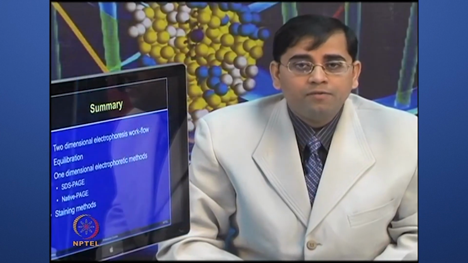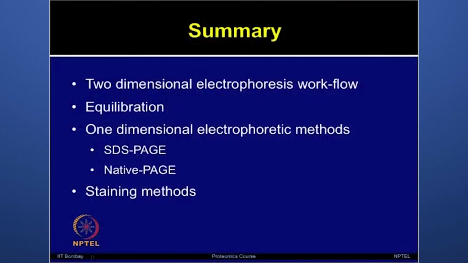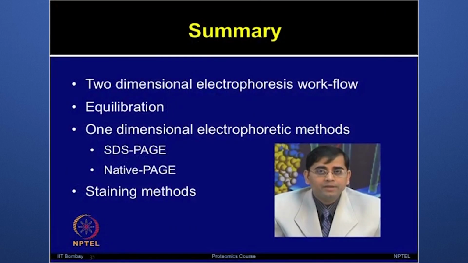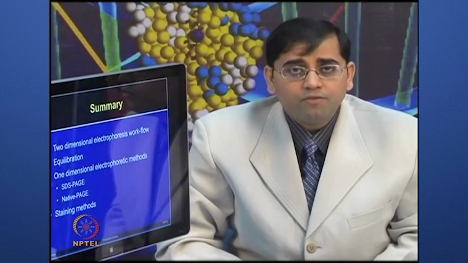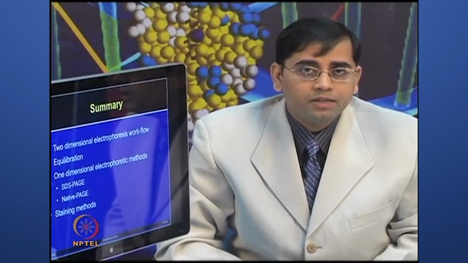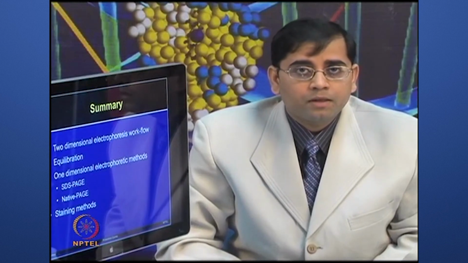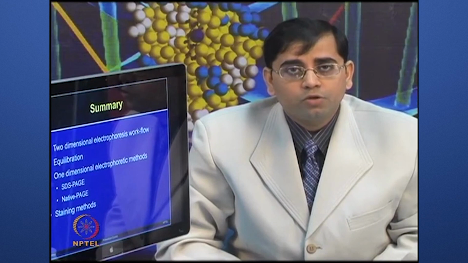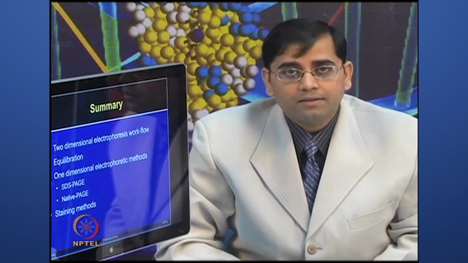So, let us see what we have learned today. In summary, we started with the two-dimensional electrophoresis workflow. The first step, the equilibration, we discussed today; isoelectric focusing was discussed earlier in the previous lecture. Then we talked about how to perform the separation in the second dimension. During that course, we talked about SDS-PAGE and blue native PAGE. Then finally, we talked about different types of staining methods available. We looked in more detail at Coomassie staining and silver staining.